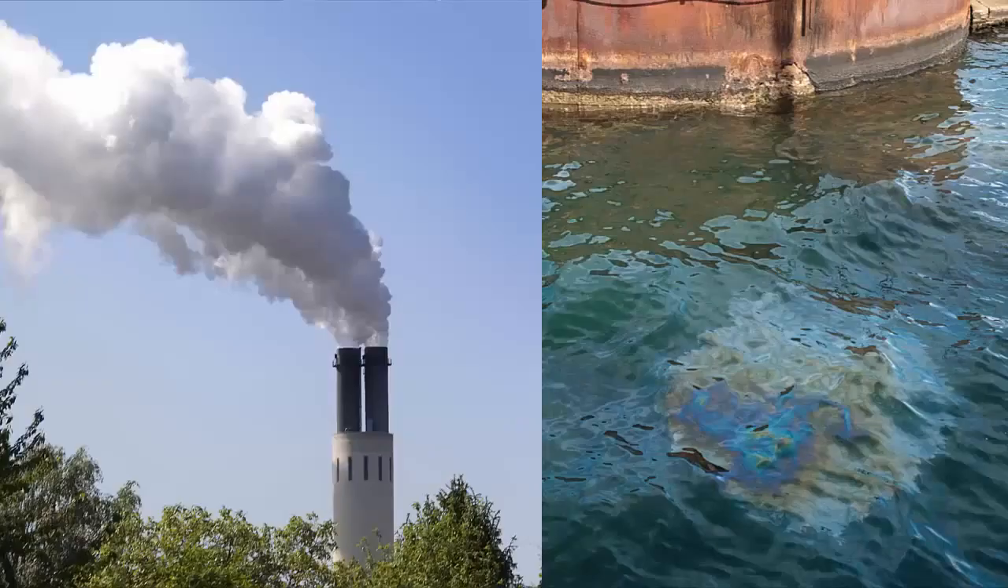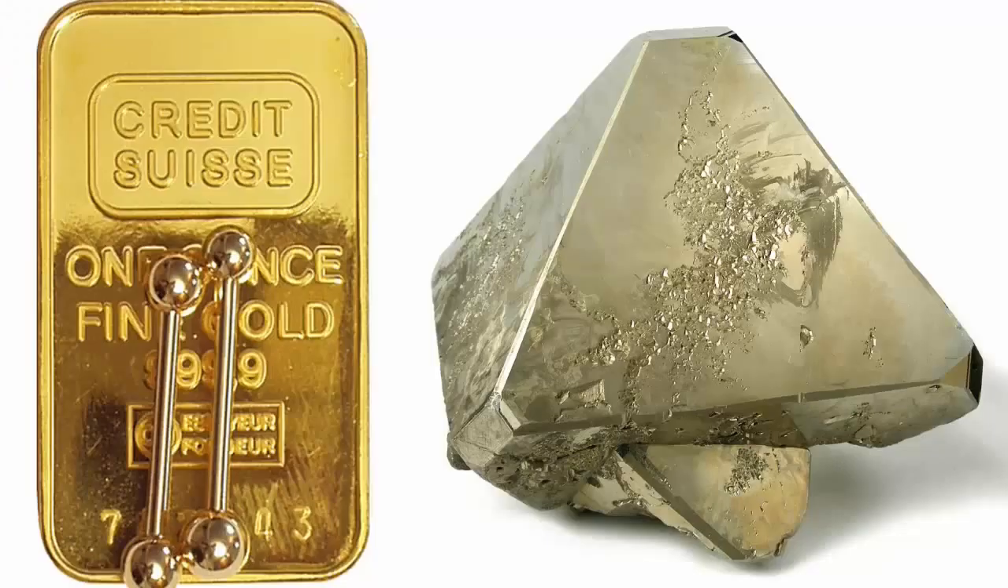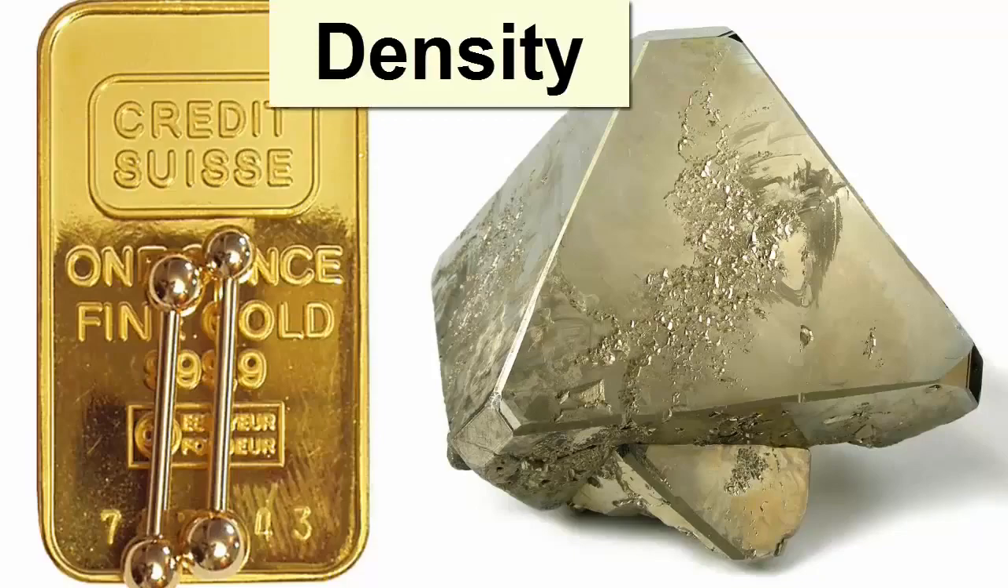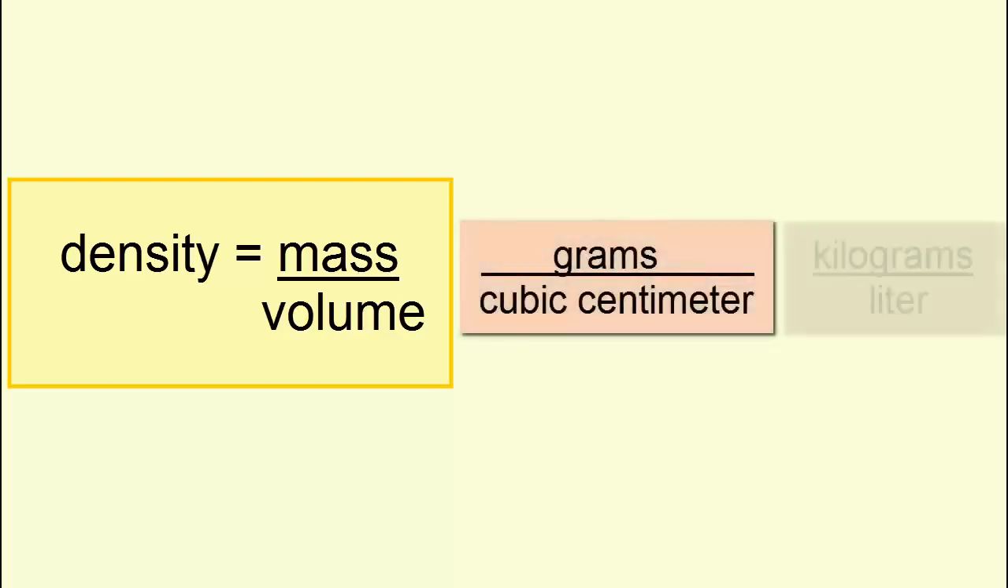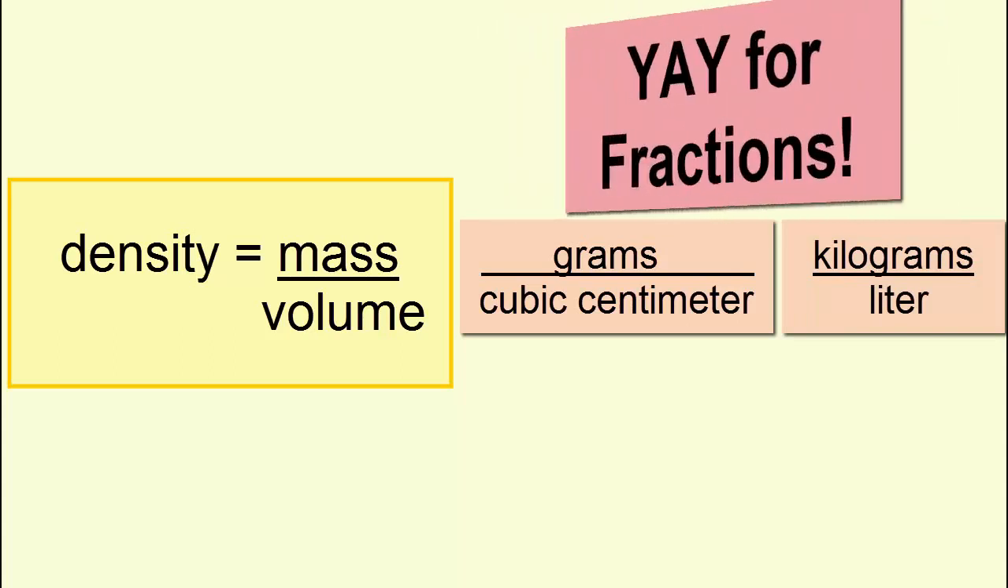What makes warm air rise and oil float on water? And how can you distinguish pure gold from fake gold? Density. Density is the ratio of an object's mass to its volume. It is not simply mass or weight, it's mass per unit of volume, grams per cubic centimeter or kilograms per liter. Yes, density is a fraction.